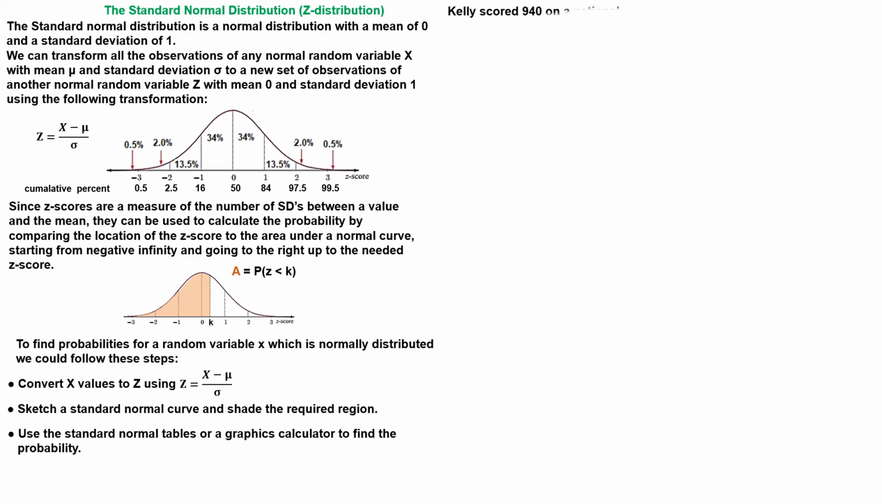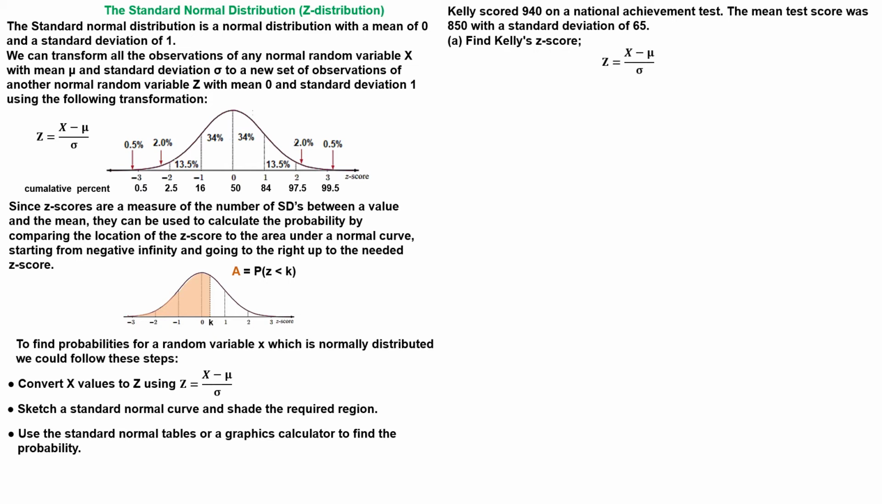Kelly scored 940 on a national achievement test. The mean test score was 850 with a standard deviation of 65. Find Kelly's z-score. The first step is to relate the x value of 940 to the z value using the values of the mean and standard deviation. So, Kelly's z-score is 1.38. Her score of 940 was 1.38 standard deviations above the mean.